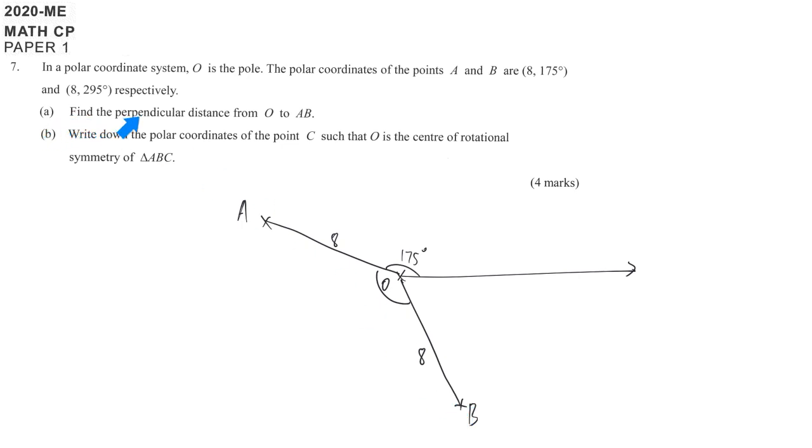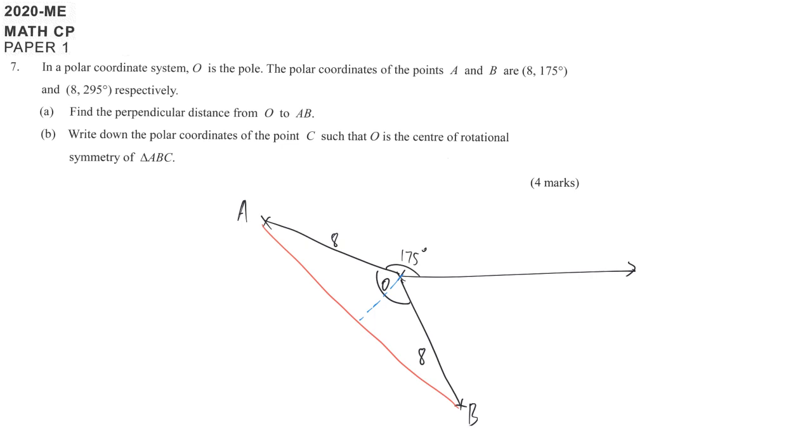In part A, they ask for the perpendicular distance from O to AB. O is this point. AB is a line connecting A and B directly, so this line is AB. We have to find the perpendicular distance, so we are measuring from this point to this line. The distance between a point and a line is just drawing the shortest path there. So this blue line is the distance that we need. Our target is to find this.